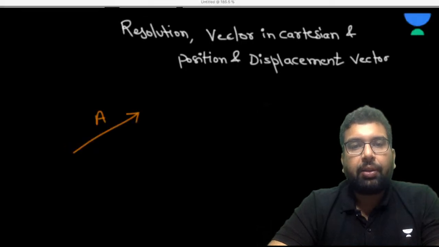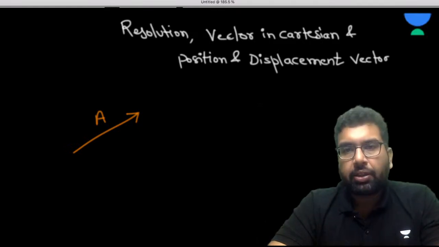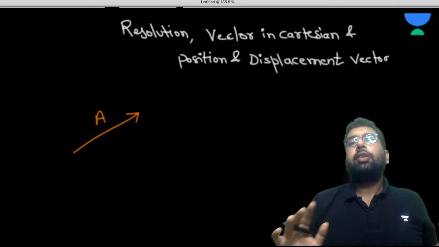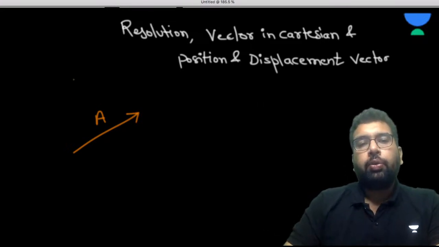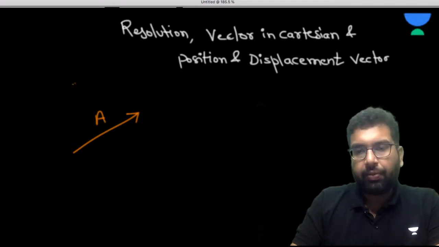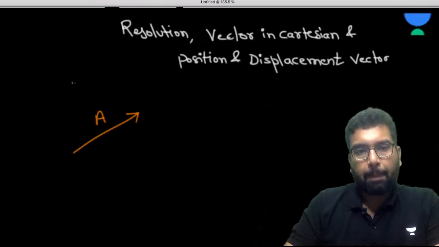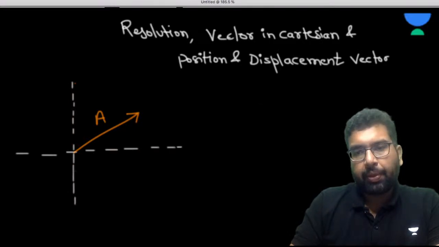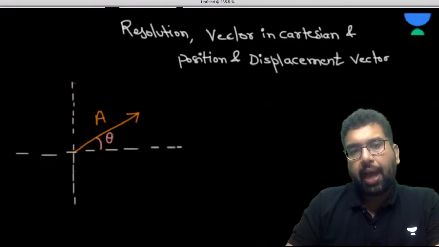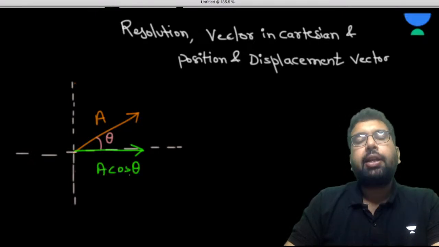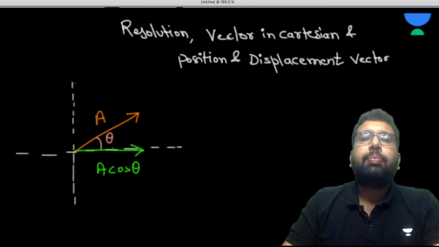Let's move further. See, very, very simple. I'm just going to combine all these things and tell you briefly. If there is a vector A, we have these axes like this. Now, if this angle is theta, we can have the component of it in this direction. If you want to have a component of a vector in any direction, you just have to see what is the angle it is making with that direction.